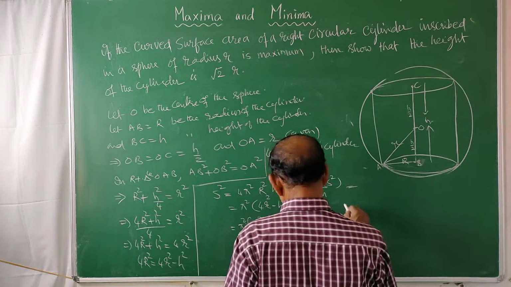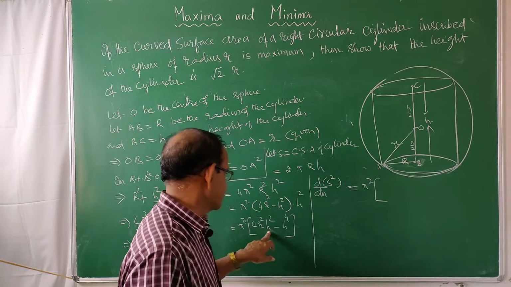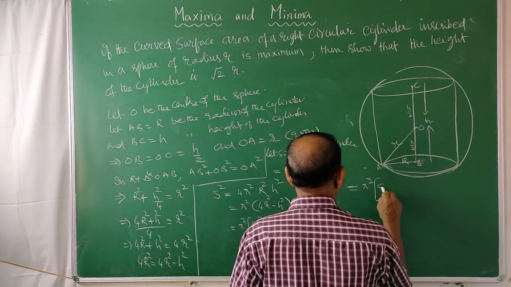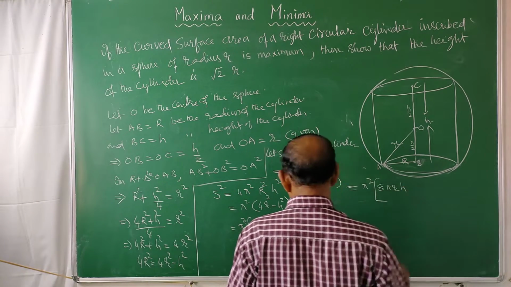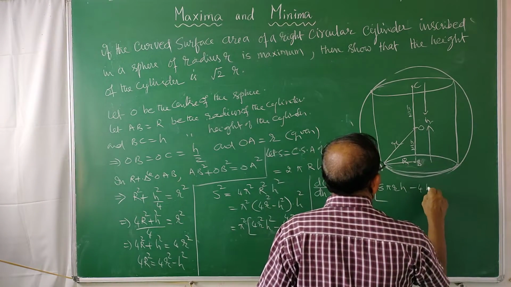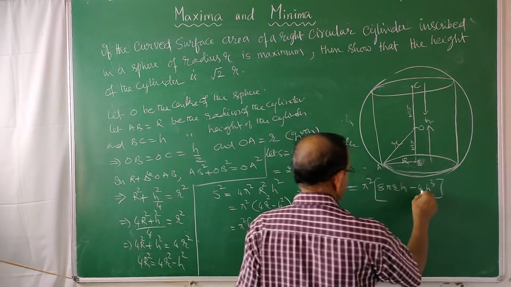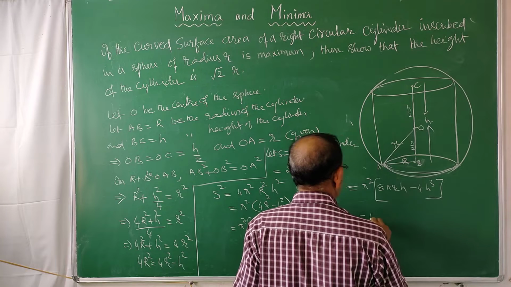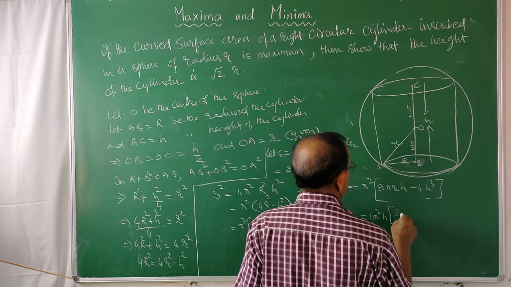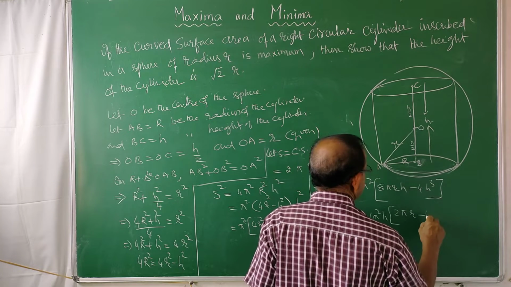So that is equal to pi square into derivative of 4r square h square. 4r square is constant, h square derivative is 2h. H power 4 derivative is minus 4h cube. So what is the common term in these two? 4h is common. 4 pi square h into 2r square minus h square.